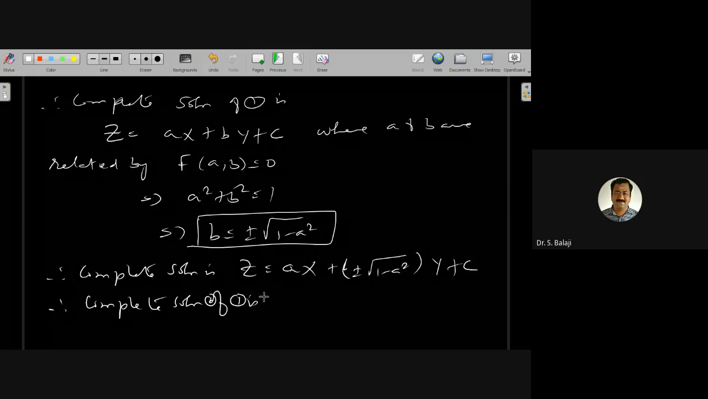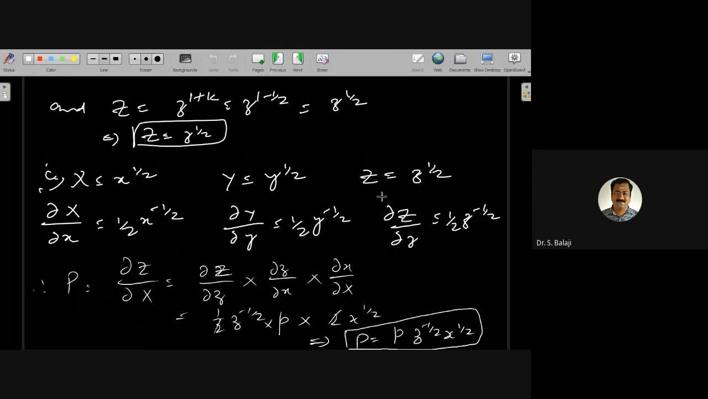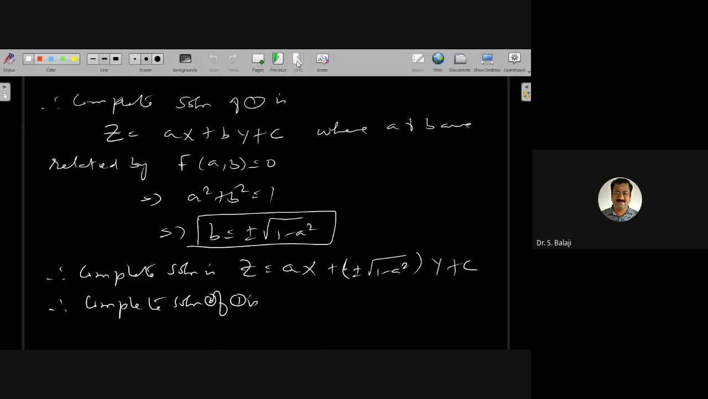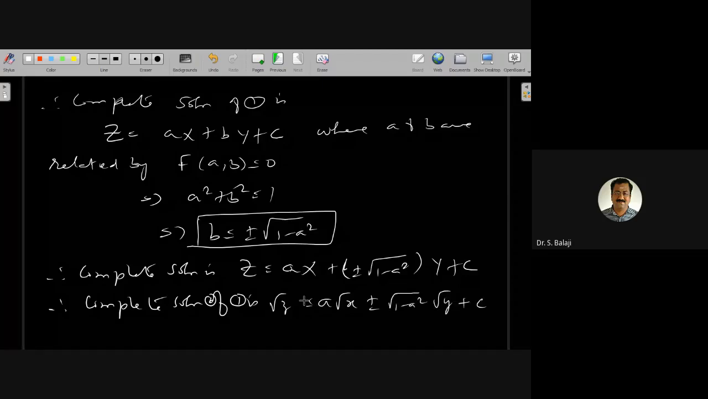The solution of equation number 1, in terms of small letters, where capital Z is z power 1 by 2, capital X is x power 1 by 2 and capital Y is y power 1 by 2, for the original equation is root z equal to a root x plus or minus square root of 1 minus a square times root y plus c. This will be your complete solution of equation number 1 by substitution.